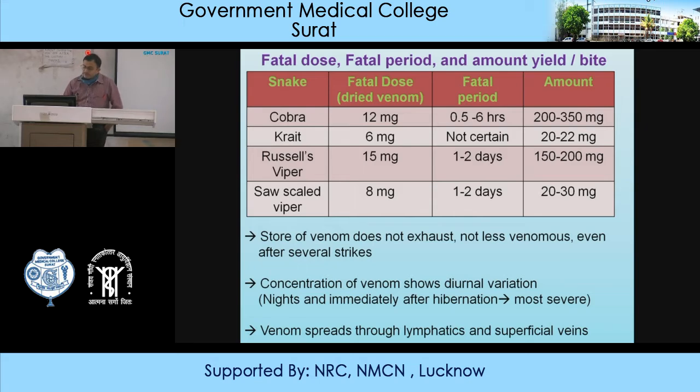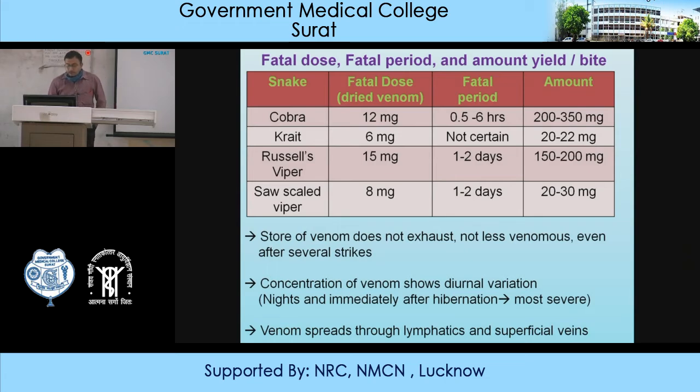Now the store of venom does not exhaust, not less venomous even after several strikes. Concentration of venom shows diurnal variation. Night and immediately after hibernation most severe. Snakes are cold-blooded. During winter they hibernate in the land, but in summer they come out from the land. So immediately after hibernation it is most severe, and at night it is also most severe.